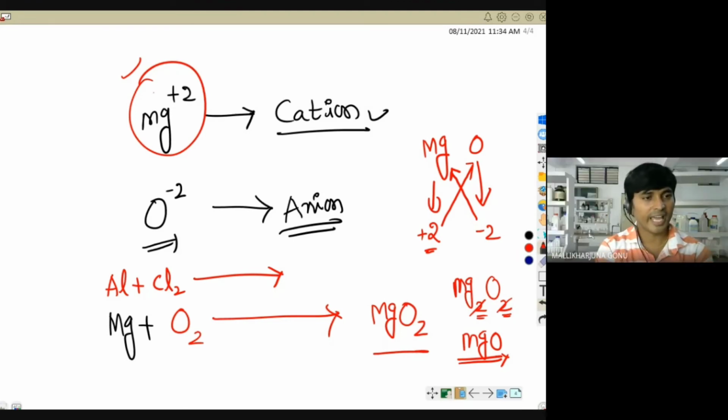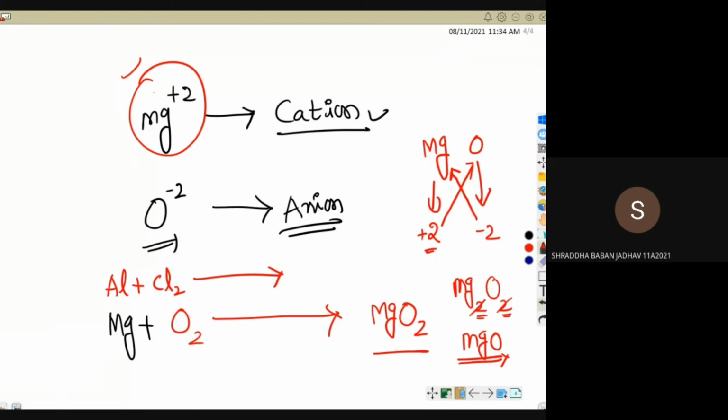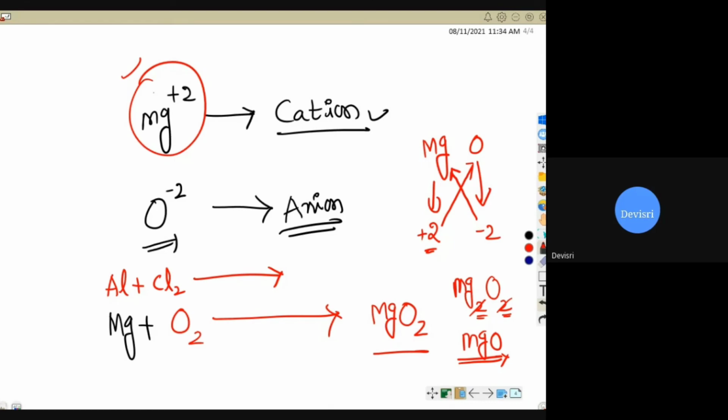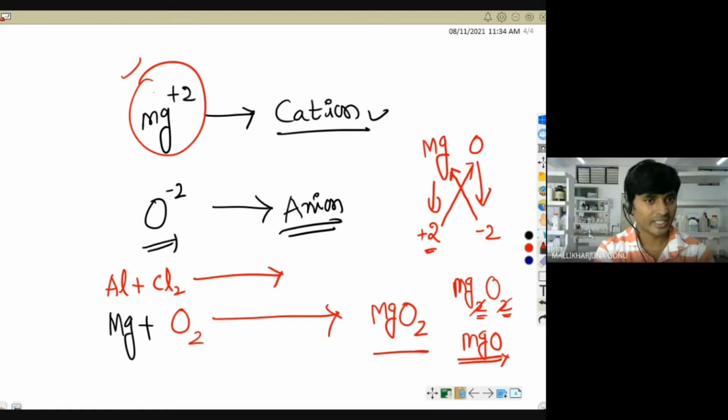Shraddha, what is the valence of aluminum, Shraddha? You are from CBSE only, so you should tell. +3, sir. Very good. Then what will be the product form? Sir, Al2Cl3. Who is saying that, Devshri? Devshri is saying Al2Cl3. Yes Shraddha, say it, if aluminum reacts with chlorine, what product will you get, Shraddha?